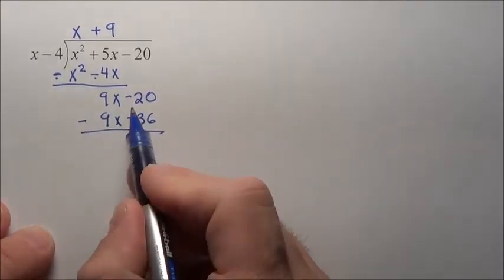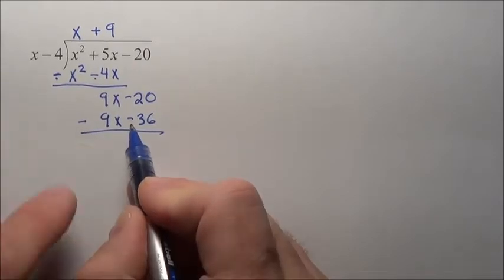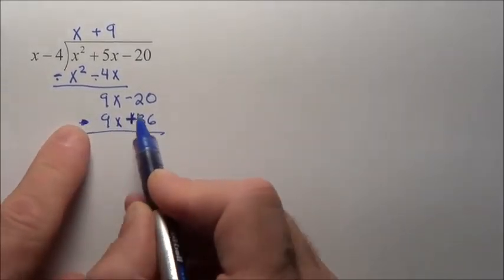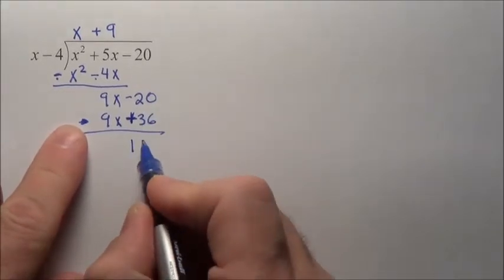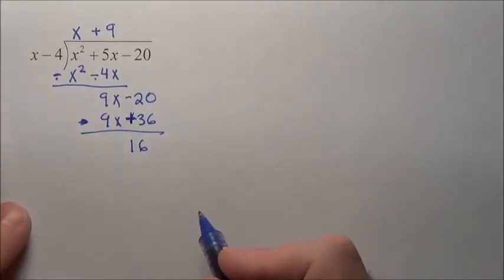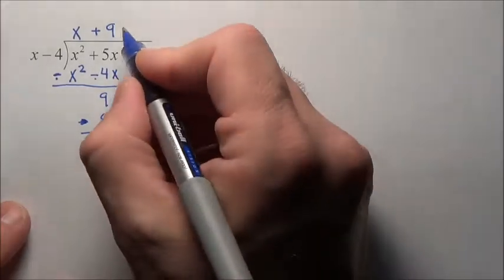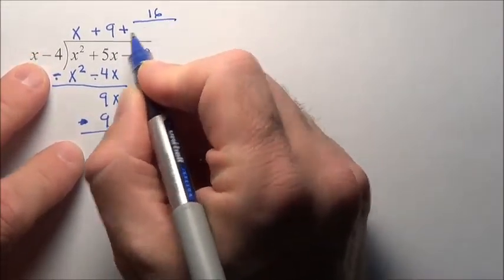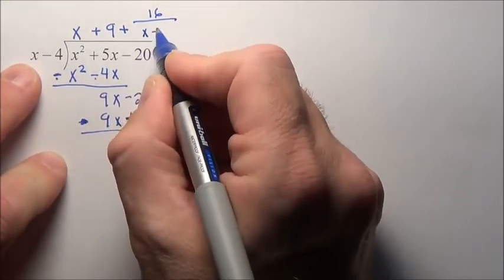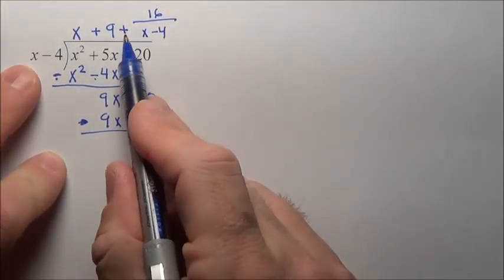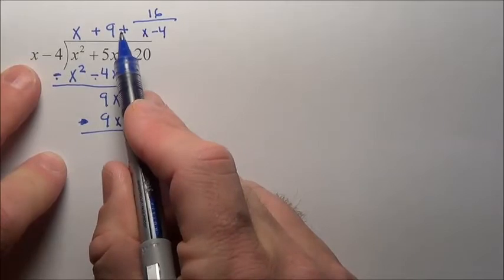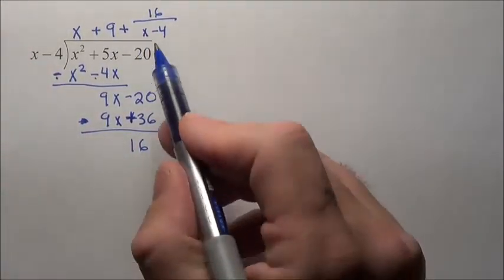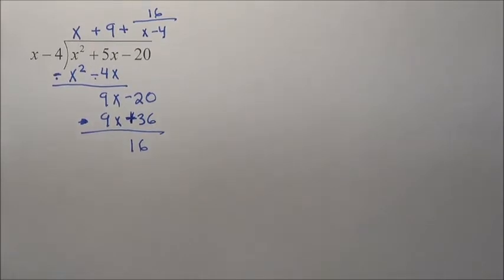9x minus 9x, gone. Negative 20 minus a negative. That minus a negative is going to change this to a plus here. Lose 20, gain 36. You've gained 16 more than you've lost. That's the remainder. The way we will write it, we'll say plus 16 on top, this outside bit down below. You got to put a plus there. Don't try to attach this to the 9. It's not. It's plus 16 over whatever x minus 4 is. That is the answer to this problem.